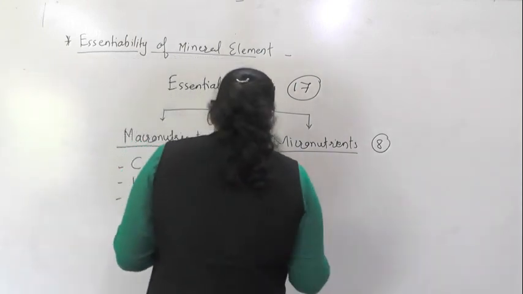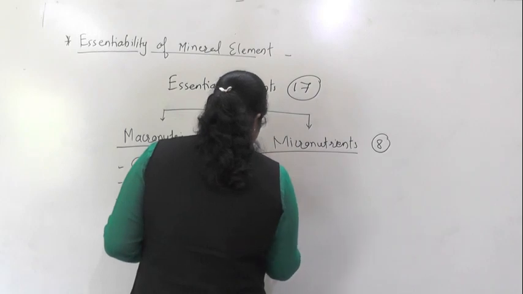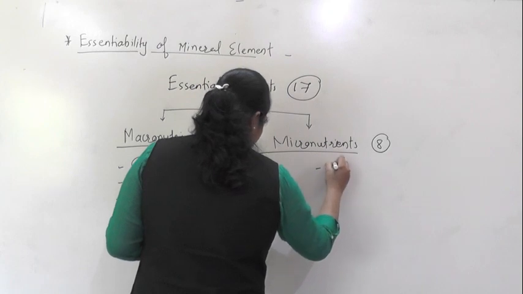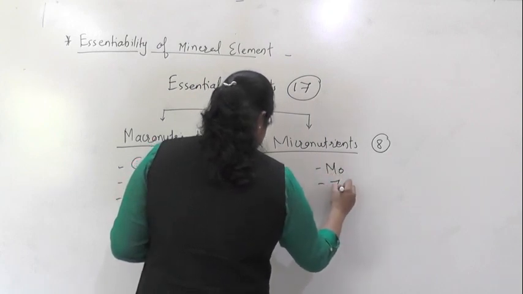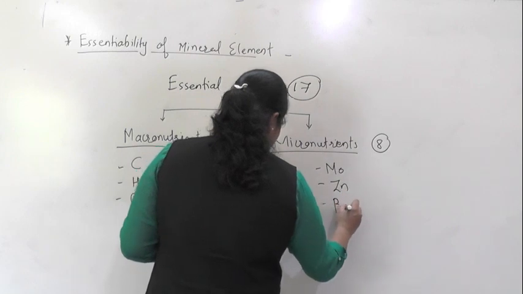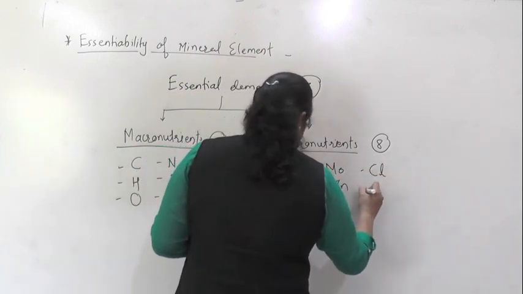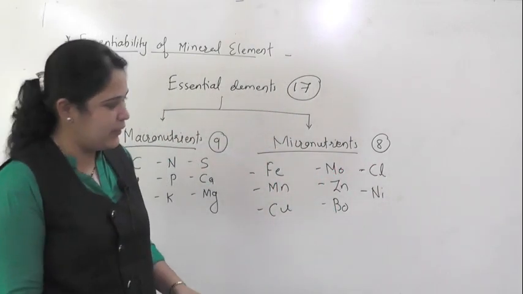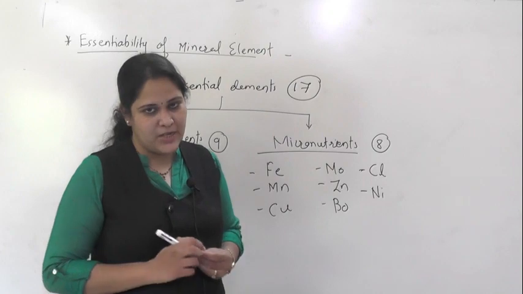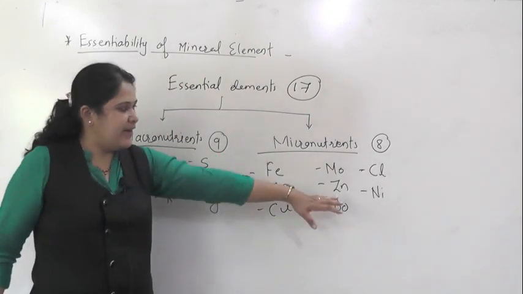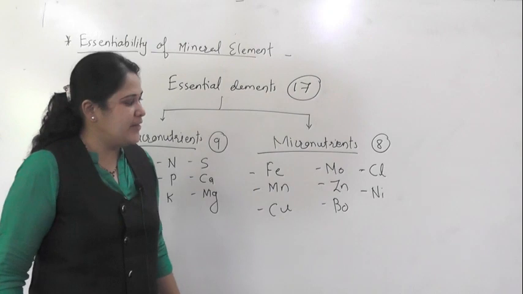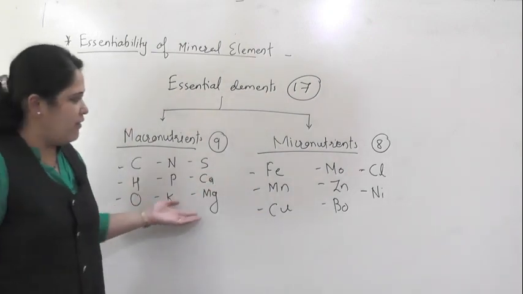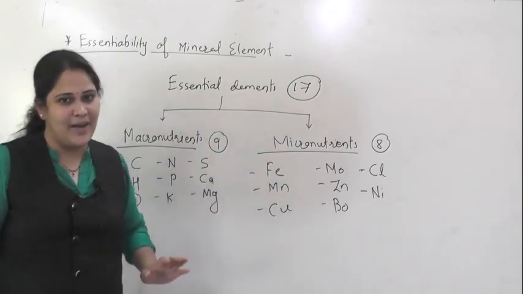Whereas there are 8 micronutrients, including iron, manganese, copper, molybdenum, zinc, boron, chlorine and nickel. Nickel is recently added. Before that there were only 7 micronutrients, but nickel was added afterwards, so now there are 8. Macronutrients are required in large quantities, whereas micronutrients are required in smaller quantities.